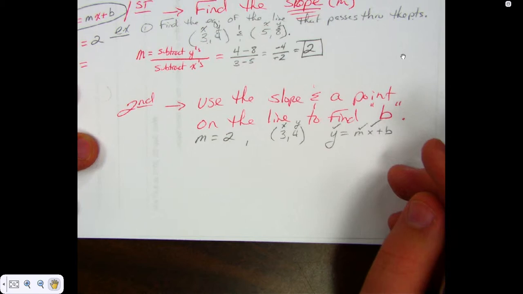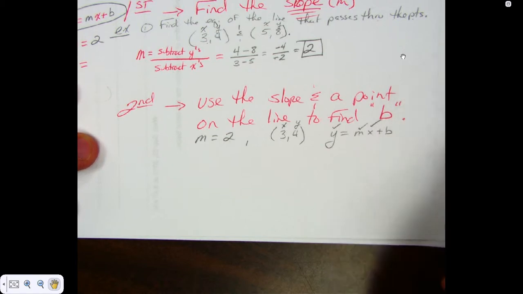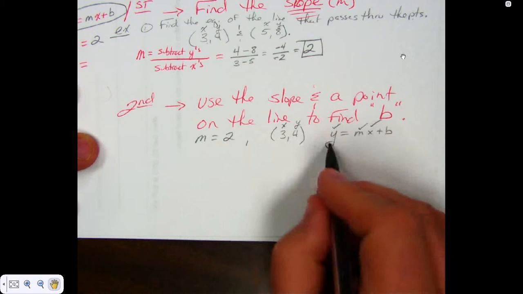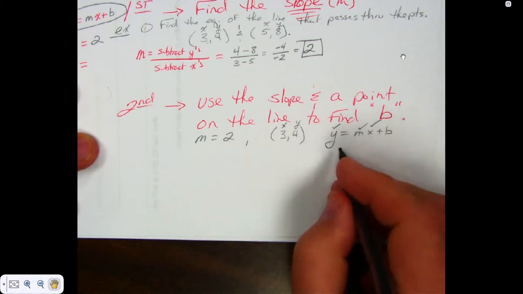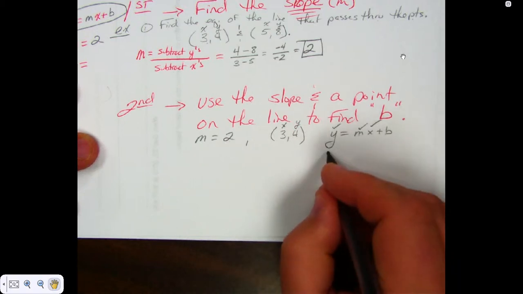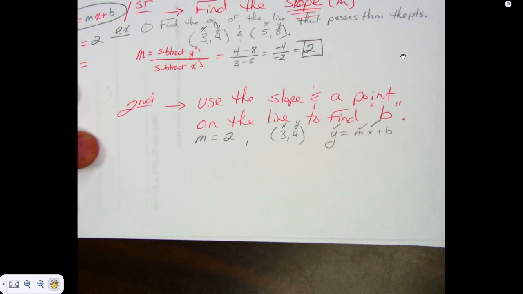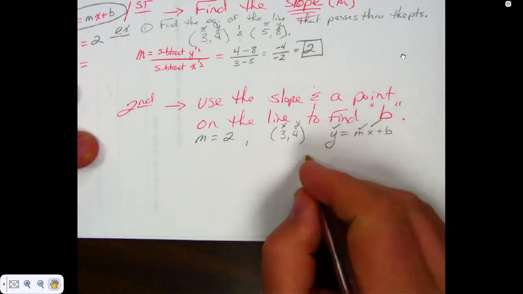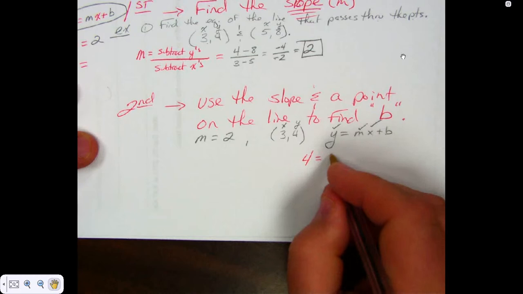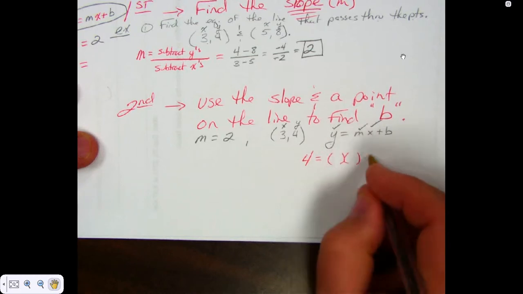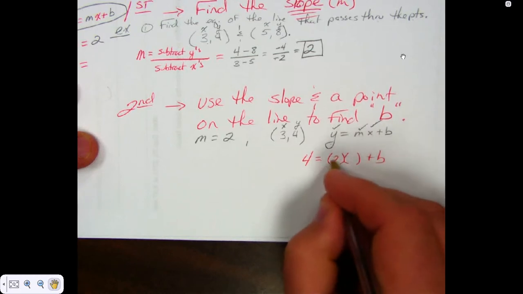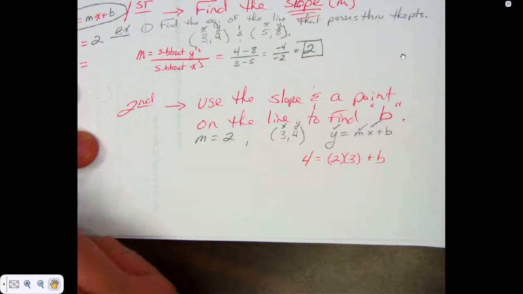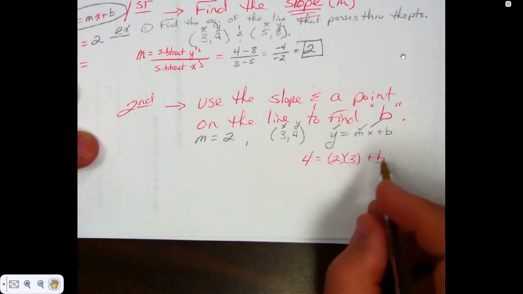Yes. Sure. So what do I do? I put the numbers in. What am I going to put in here for Y? What number am I going to put in for Y? 4. So 4 is equal to, what number am I going to put in for M? 2. What number am I going to put in for X? 3. Plus what? Can I solve this equation for B?